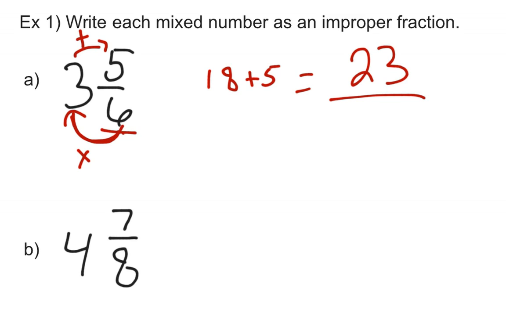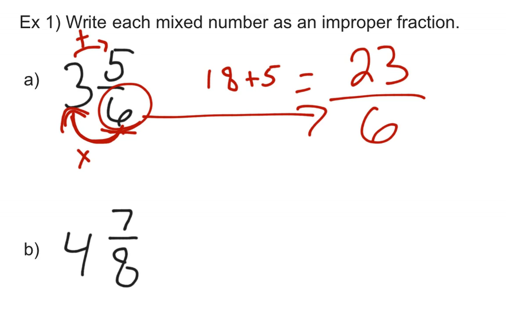Again, you work in this clockwise manner. You do 6 times 3, and then remember, we add on the numerator, so add on the 5, which gives your 23. And this denominator here, the 6, just comes along for the ride. That's always going to stay 6. So you can bring the denominator over right away. We're looking for the new numerator. Okay, pause the video. You try part B on your own.